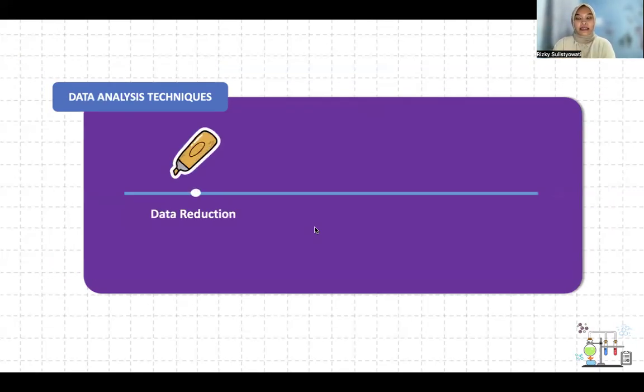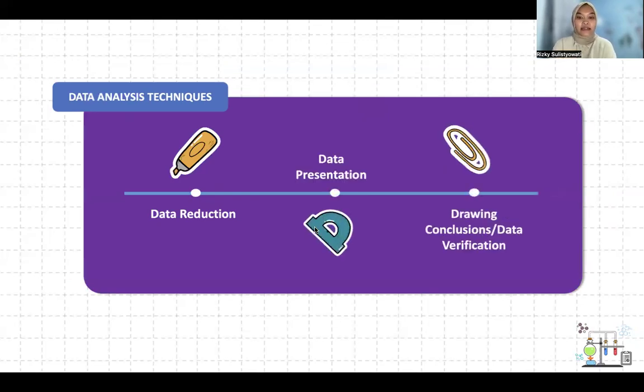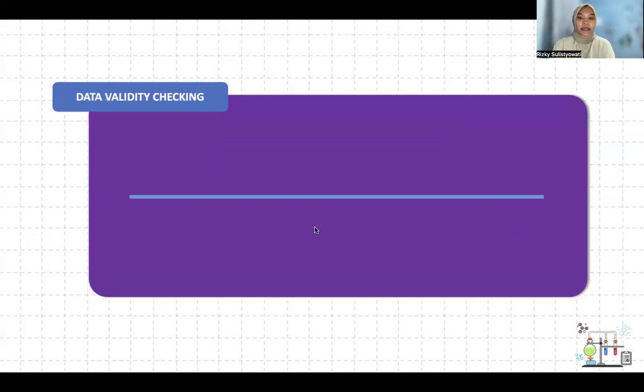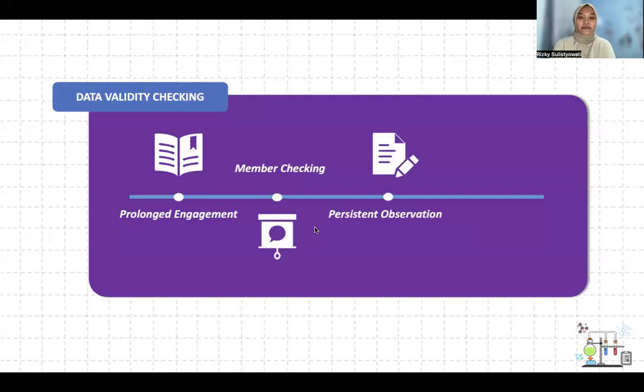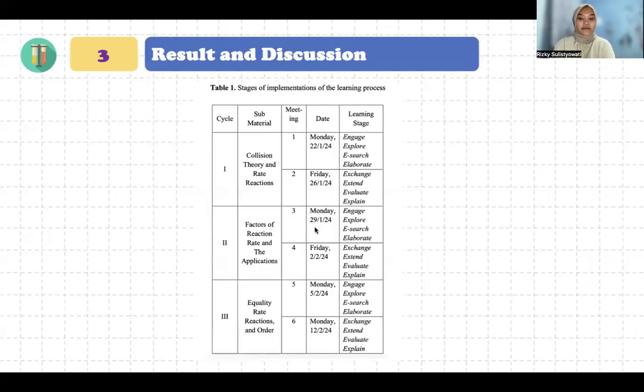The data analysis technique used in the study consists of 3 activity flows, namely data reduction, data presentation, and drawing conclusions or data verification. In the study, data validity checking was used. Trustworthiness is the same criterion as valid or reliable in quantitative research. According to Guba and Lincoln in 1999, credibility is used to overcome the complexity of data that is not easily explained by the data source. The credibility techniques used in the study are prolonged engagement, member checking, persistent observation, and progressive subjectivity.